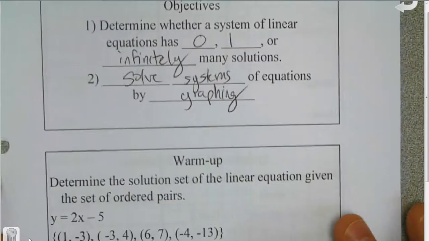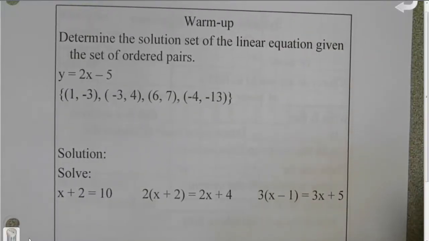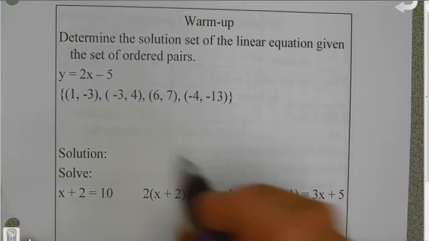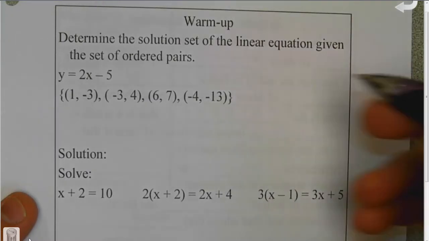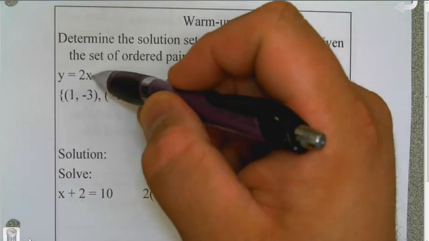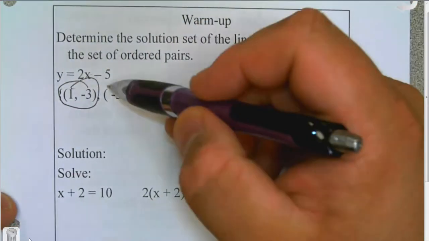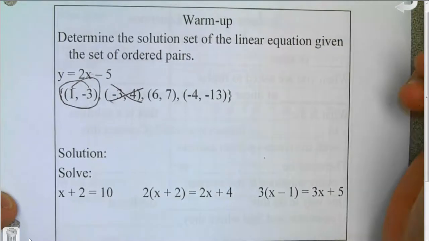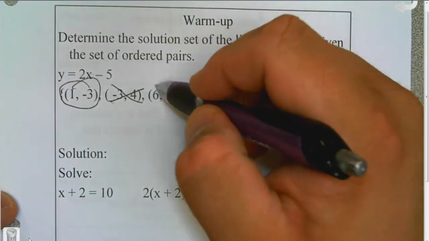Alright, so as our warm-up, let's go ahead and talk about what a solution set looks like. If we plug in ordered pairs to solve for y equals 2x minus 5, if we test 1 and negative 3, well, 2 times 1 minus 5 is negative 3, so that checks. 2 times 4 minus 5 is not negative 3, that's 3. 2 times 7, 14 minus 5, is not 6.